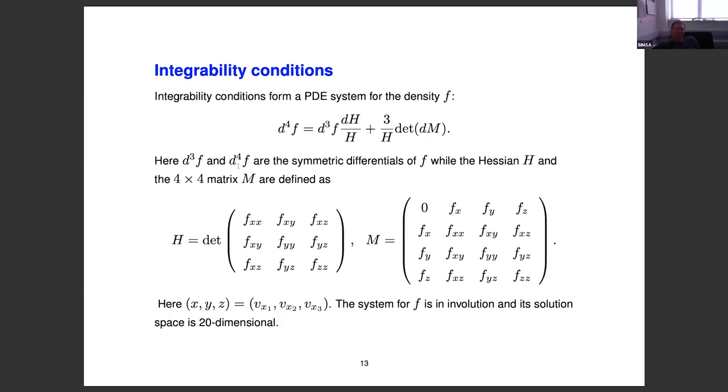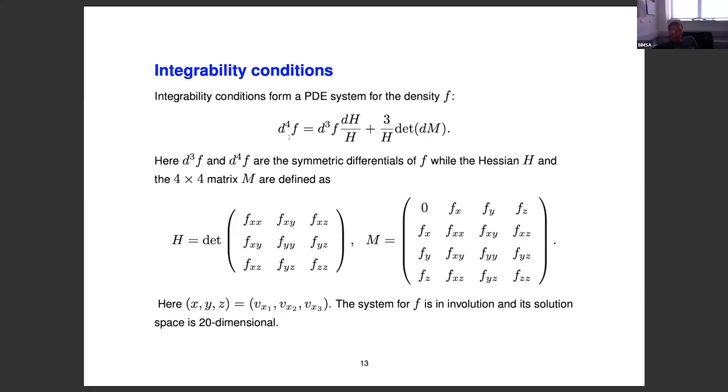Okay, then the integrability conditions are written here. They're written in quite a compact way. The fourth order differential of f is d3f times dh over h, h is this, plus 3 over h determinant of the differential of this matrix, right? So what is the left-hand side of this identity? It's a symmetric form in dx, dy, dz of degree 4, because it's a fourth order differential. And the right-hand side of this identity is also a symmetric form in dx, dy, dz of degree 4. And these two forms are equal. So we have to equate coefficients at monomials in dx, dy, dz of the same degree, right?